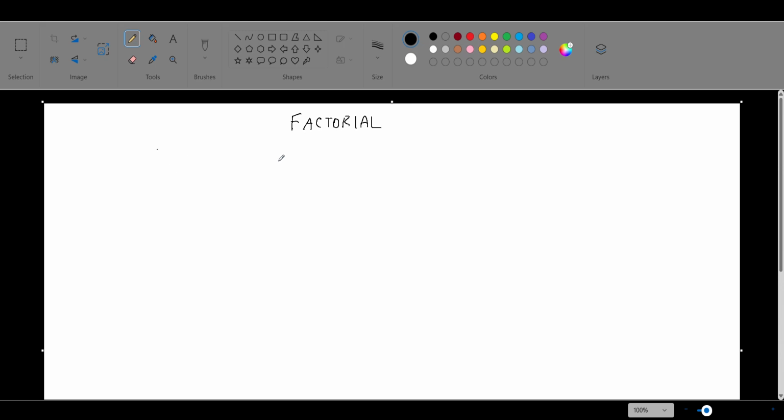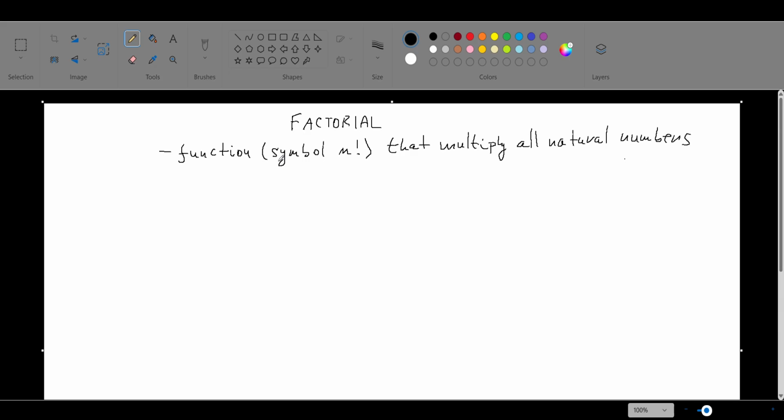Basically, factorial is a function we denote by the symbol n and exclamation mark, and this is, like we said, the function that multiplies all natural numbers from our chosen number n down to number 1.